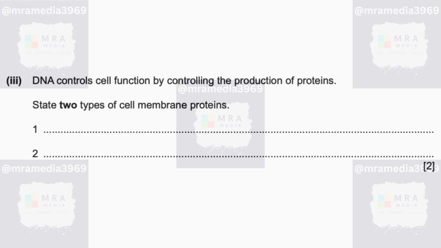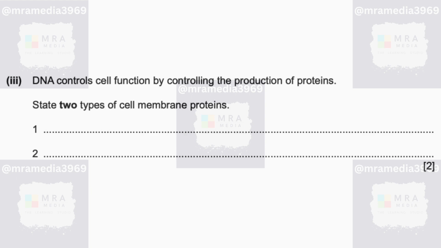State 2 types of cell membrane proteins. Cell membranes consist of a variety of proteins that perform different functions essential for the proper functioning of cells. Carrier proteins bind to specific molecules, undergo a change in shape, and transport these molecules across the cell membrane. They are involved in facilitated diffusion and active transport processes. Another one would be receptor proteins. They are involved in signal transduction.